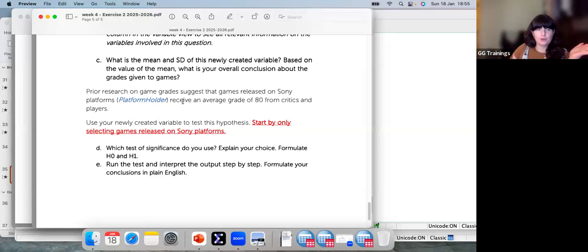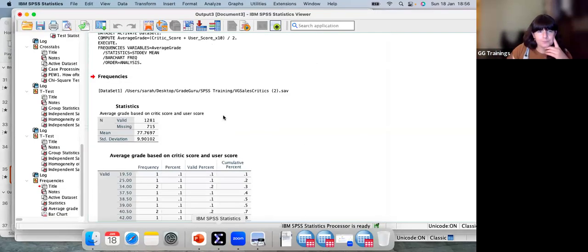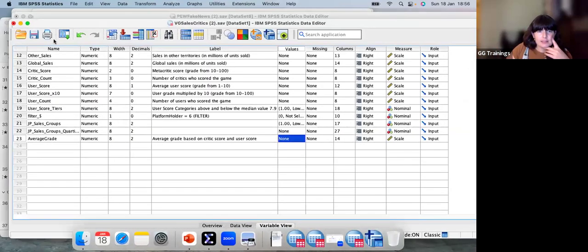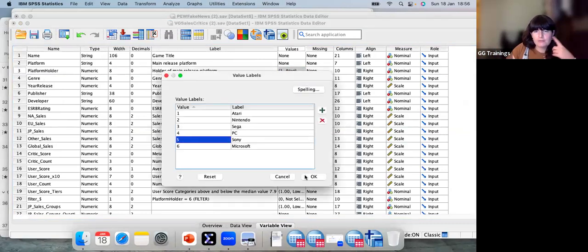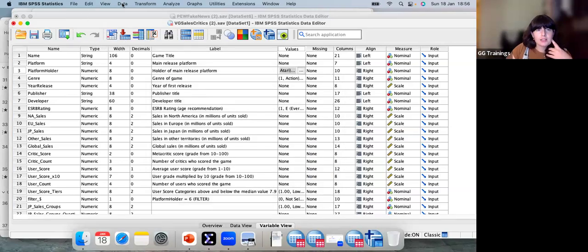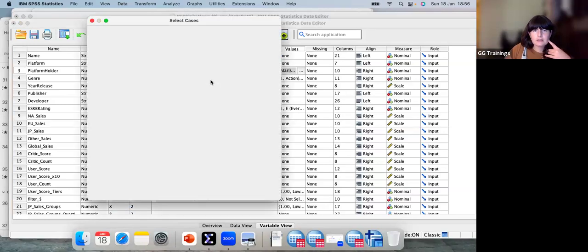Okay, and then for this one, prior research on game grade suggests that games released on Sony platforms receive an average grade of 80 from critics and players. So your variable is the grade from critics and players, which is the variable you just created. And we need to filter the data for Sony. Where is Sony? Gotta look at the platform folder. Sony is number 5. Lovely. So we go data, select cases.